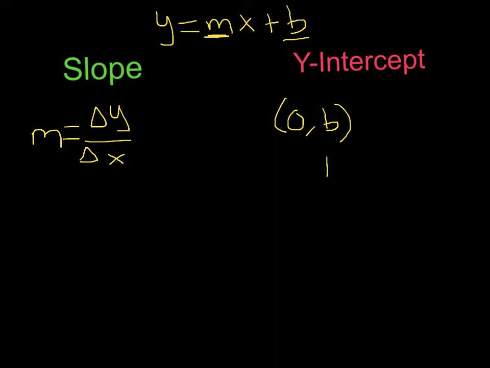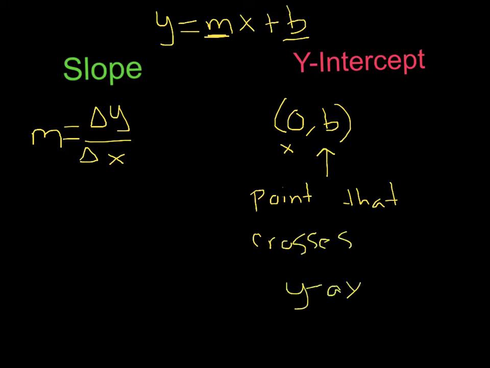So whatever point matches up when x is 0, in other words, it's the point that crosses the x-axis. Or, I'm sorry, the y-axis. So you need to know about slope and y-intercept before we talk about the two kinds of relationships.